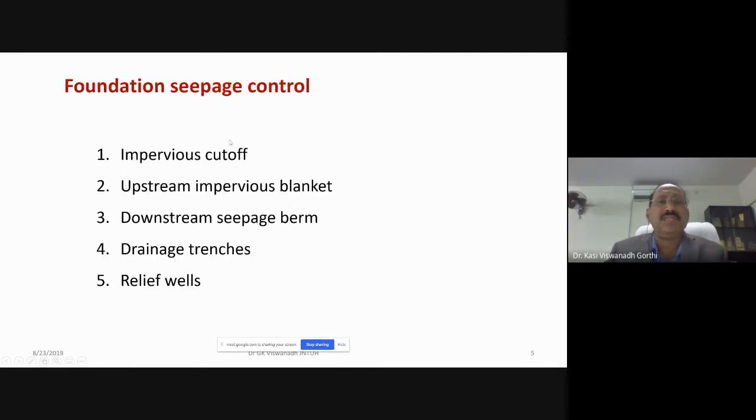Similarly, in the foundation seepage control, we have the impervious cutoff, upstream impervious blanket, downstream seepage berm, drainage trench, and relief well. The purpose of all this is to control the seepage either through the foundation of the dam or through the body of the earth dam.